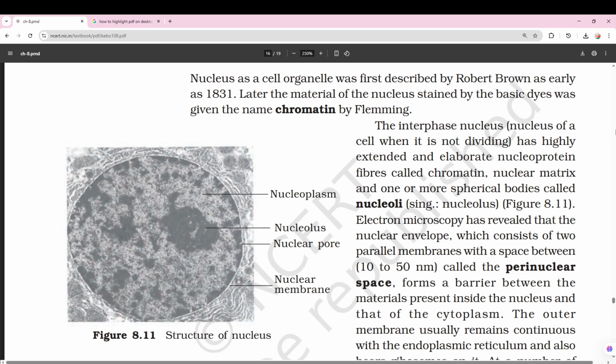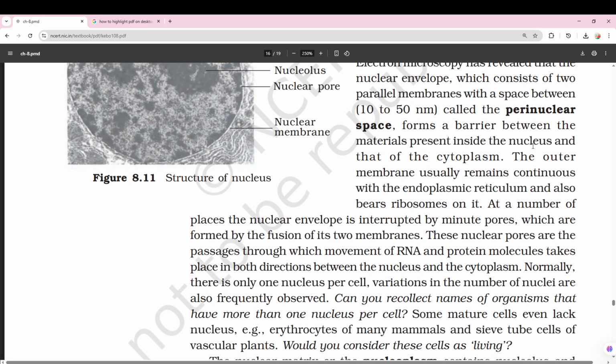Electron microscopy has revealed that the nuclear envelope consists of two parallel membranes with a space between them of 10 to 15 nanometers called the perinuclear space. It forms a barrier between the materials present inside the nucleus and that of the cytoplasm. The outer membrane usually remains continuous with the endoplasmic reticulum and also bears ribosomes on it.